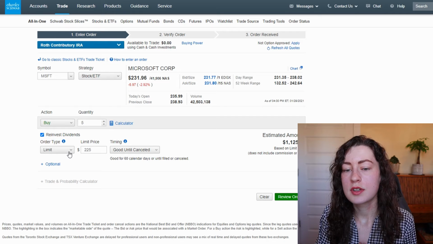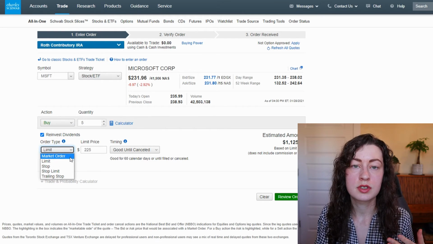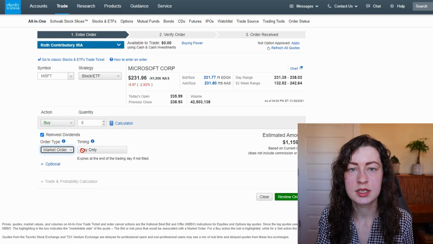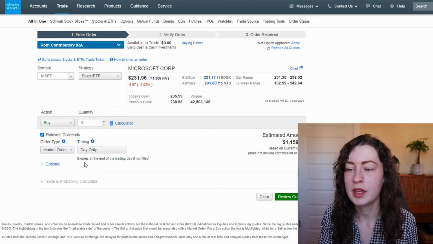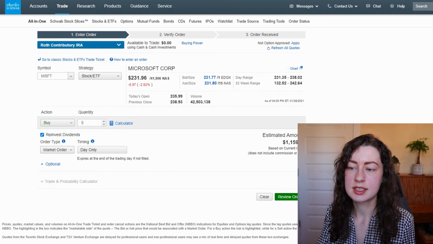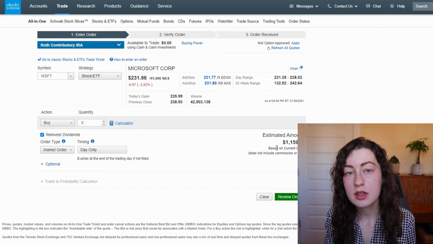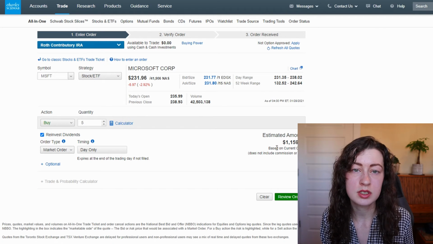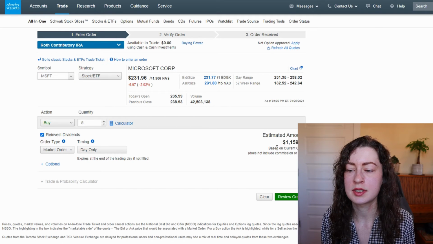Okay, so for this order, I'm just going to select market order. Because market orders are filled instantaneously or as close to instantaneously as possible, there's no timing selection. It's just automatically day only. And then over here, it'll give you your estimated amount. Keep in mind, this is, again, just an estimate. It should be pretty close to this, especially if you're trading a very liquid stock. But because of the difference between bid and ask price, it can be slightly different.